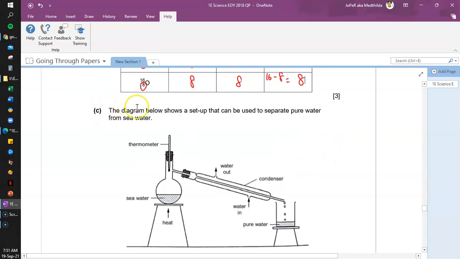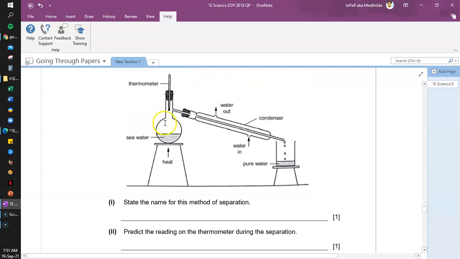Question C. The diagram below shows a setup that can be used to separate pure water from seawater. So you can see this setup over here with this condenser. I think most of you will guess this is distillation. But for distillation, there are 2 types: simple and fractional. So you realize this one here does not have a fractionating column. Therefore, this must be a simple distillation.